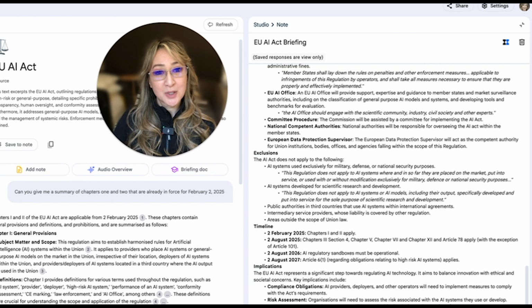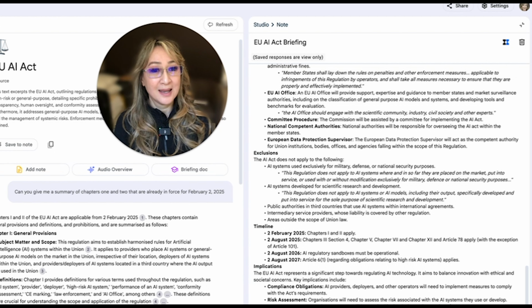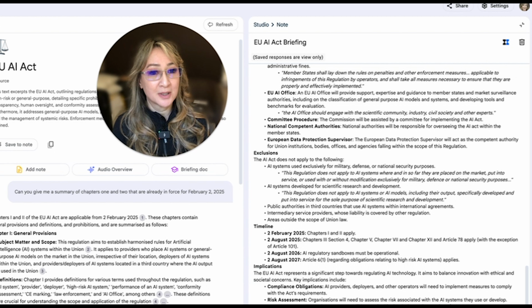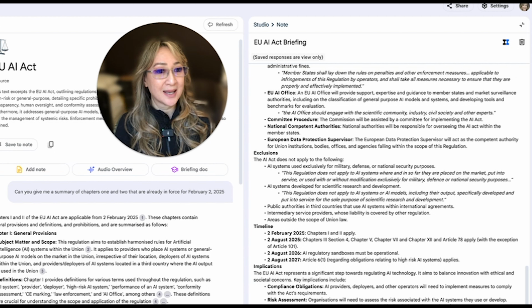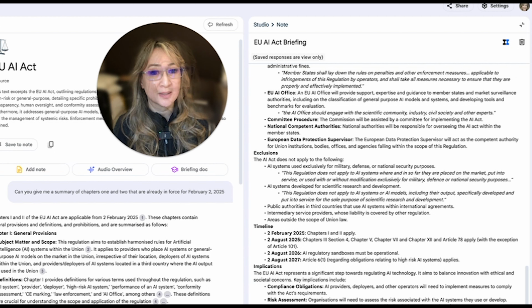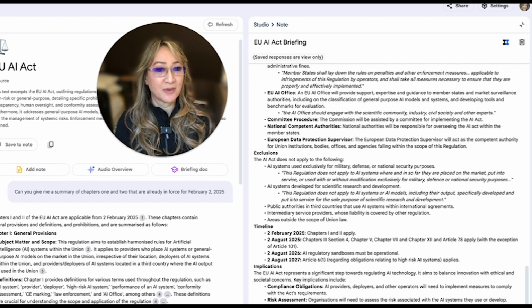Okay, and also another exclusion, AI systems developed for scientific research and development. So this regulation does not apply to AI systems or AI models, including their output, specifically developed and put into service for the sole purpose of scientific research and development. Other exclusions are public authorities in third countries that use AI systems with international agreements, intermediary service providers whose liability is covered by other regulation, and areas outside the scope of Union law.